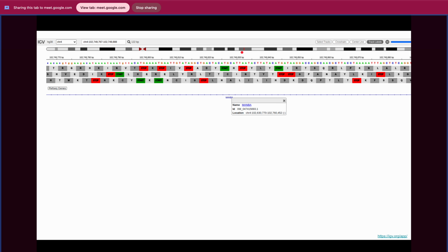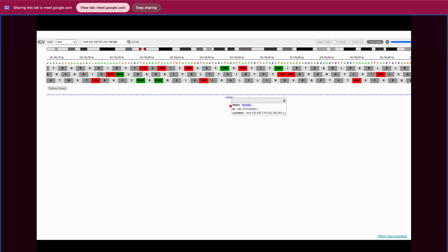In this case, I have moved down and found one gene, which is MAN-BA. This is the MAN-BA gene, which is already labeled in the IGV. I'm not completely showing the IGV, but this is the exact location. It starts from 770 to 452 and it is present on the negative strand. On the negative strand, this is the location, and I'm focusing on this particular coordinate position.